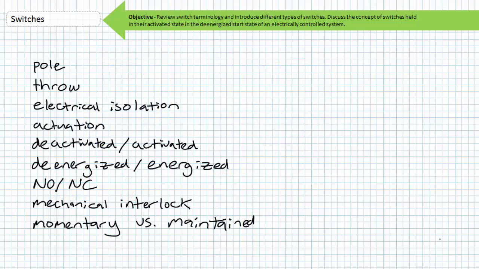This being said, I'd like to perform a quick review of the common terminology used to characterize switches before I hit you with a bunch of confusing schematics. Among the terms we'll review are poles, throws, electrical isolation, actuation, deactivated versus activated, deenergized versus energized, normally open versus normally closed, mechanical interlocks, and momentary versus maintained.